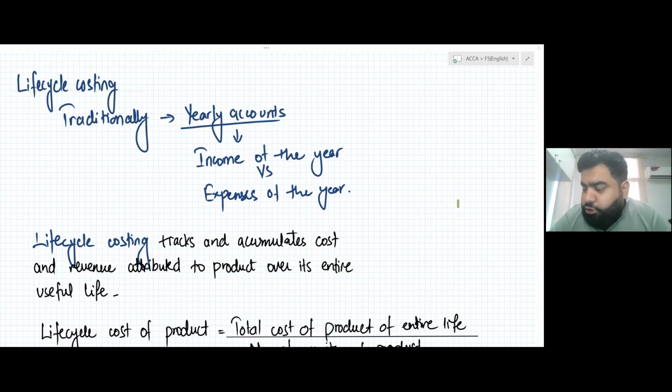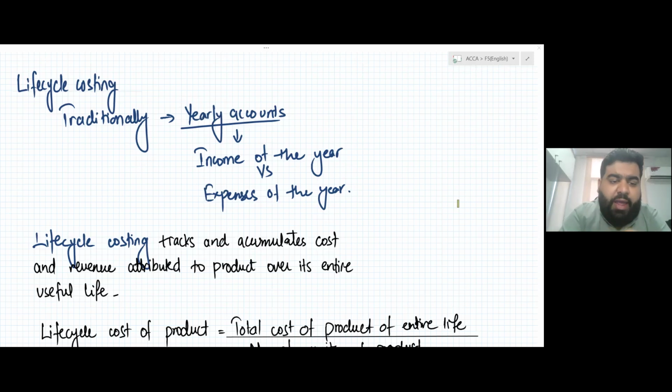Let us start our next chapter, life cycle costing. What is life cycle costing? It's a costing technique. Obviously, we have done ABC and target costing. Every technique has its own logic. Same here, life cycle costing has some unique logic. So let us discuss the story first, then I will tell you what life cycle costing is.